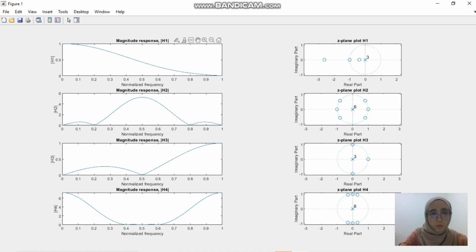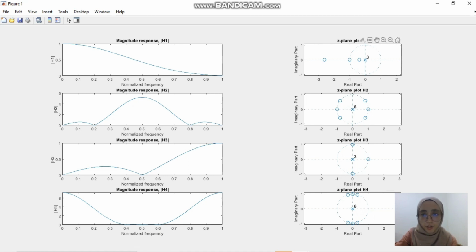So for H1, we will get the low pass filter. For H2, we will get the band pass filter. H3 will get the high pass filter, and lastly H4 will get the reject band filter. So all the graphs are related to the values that have been set in the coding for H1, H2, H3 and H4. So this is for H1, this is for H2, this is for H3 and this is for H4.